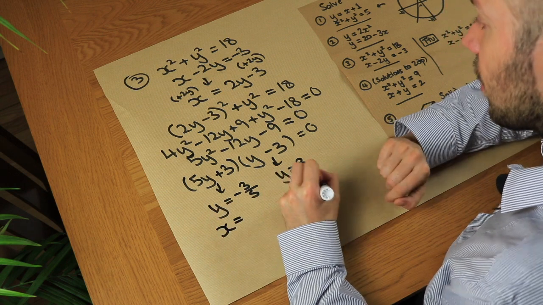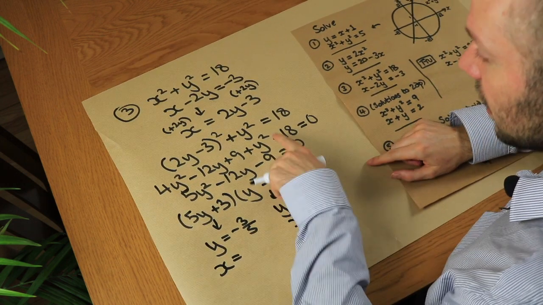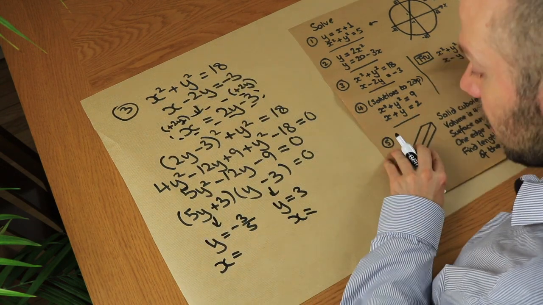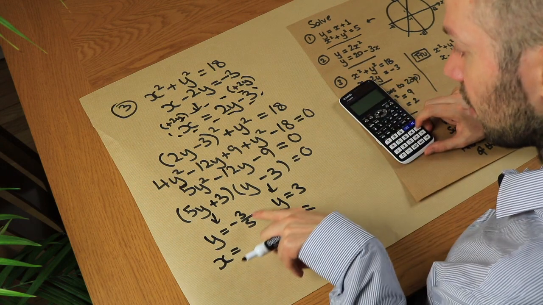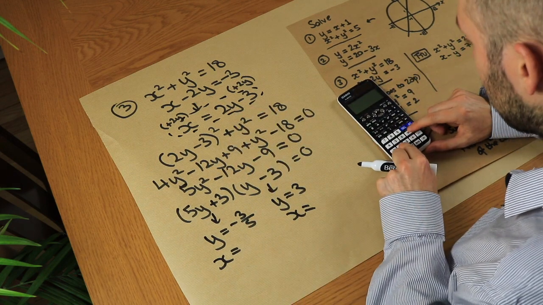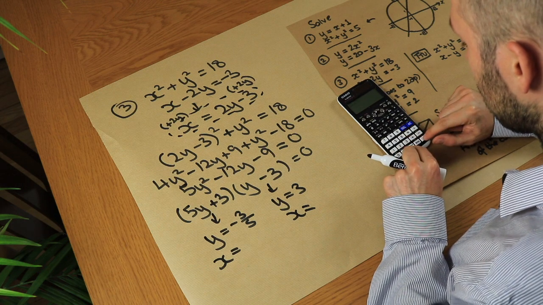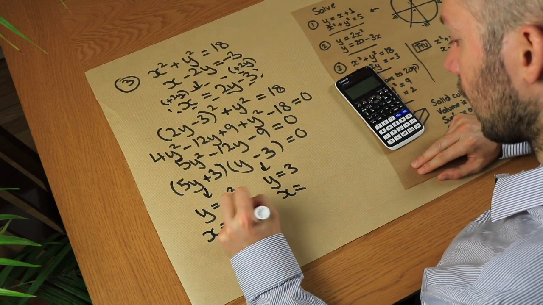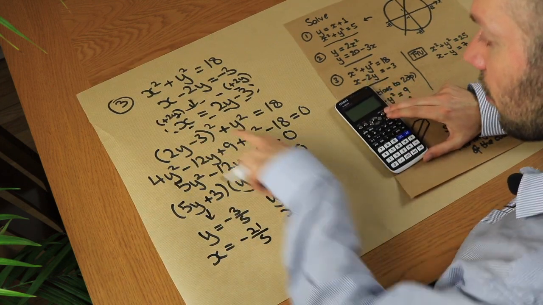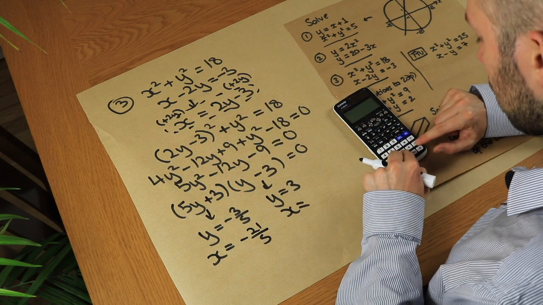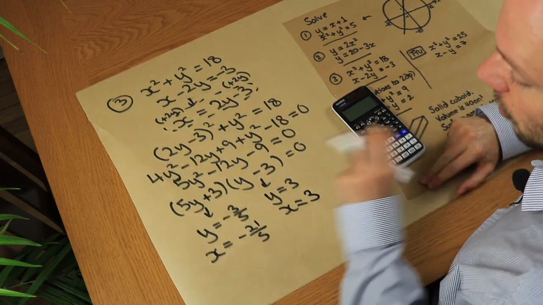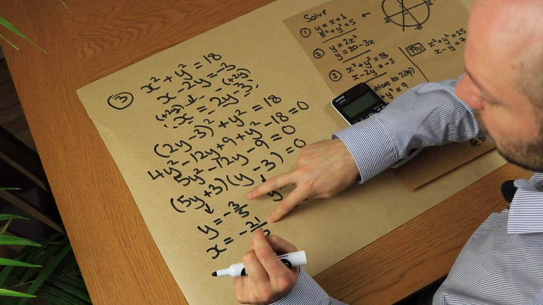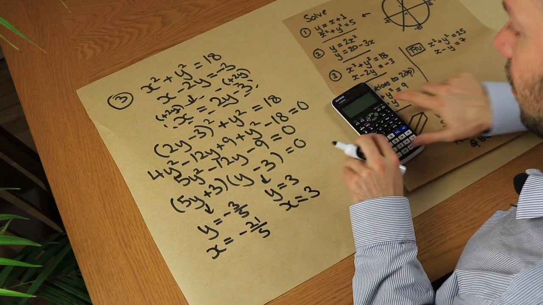So let's just substitute this back into, well, why don't we use this equation here? Because we've got x in terms of y. So I'm just going to use my calculator again. So we've got 2 times y, 2 times this, 2 times minus 0.6. And then we've got minus 3. And that gives me minus 21 over 5. And this other one, when y is 3, 2 times 3 minus 3 is equal to 3. So we've got our 2 pairs of solutions. x is 3 and y is 3. Or x is minus 21 over 5 and y is minus 3 over 5.